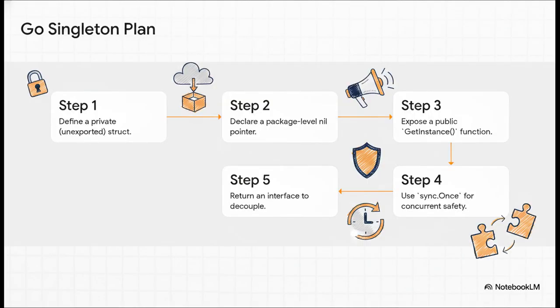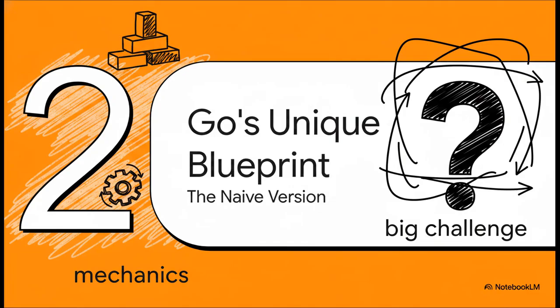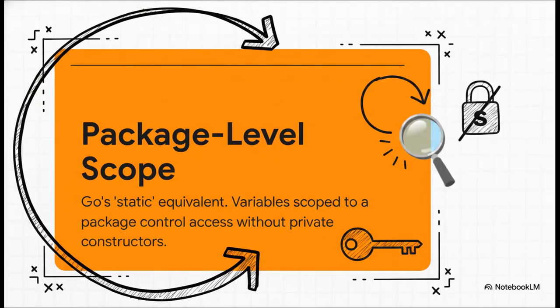So how do we actually build this thing in Go? Well, here's our high-level blueprint. We'll start with a private struct, then a package-level variable, a public function to get it, and the absolutely crucial sync.Once for safety. Now let's build this out, piece by piece. Okay, time for our technical deep dive. We're going to start by building a really simple, naive version of the singleton. This is going to help us get a feel for the basic mechanics before we confront the biggest challenge of all, concurrency.